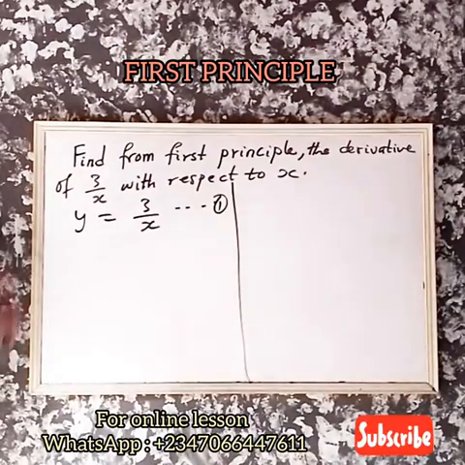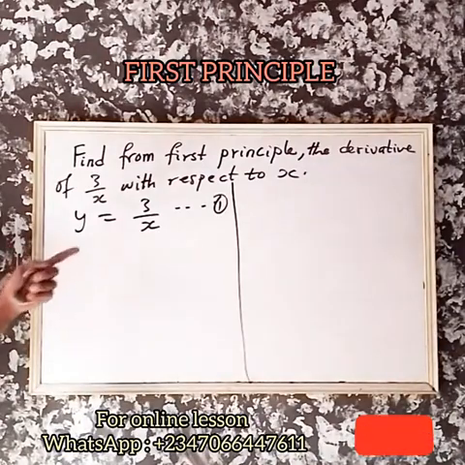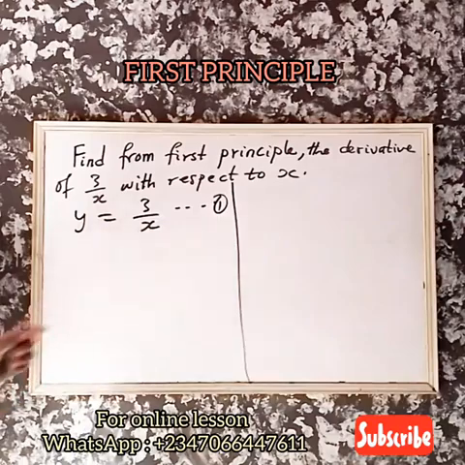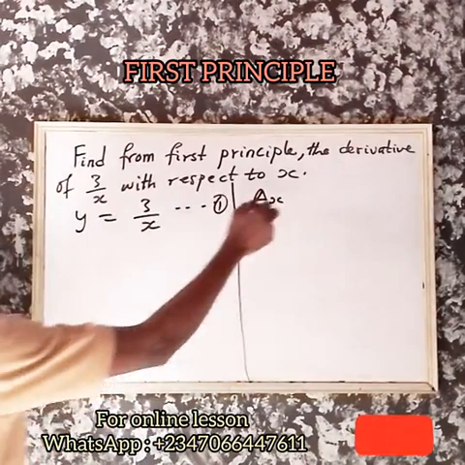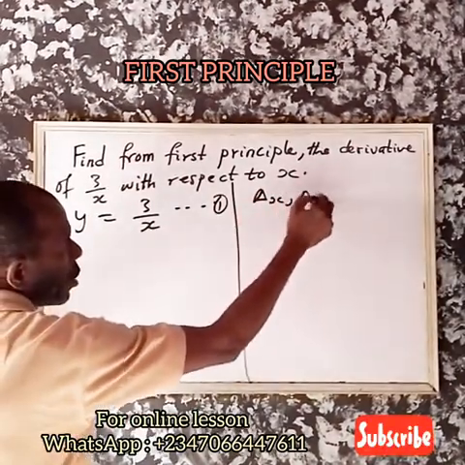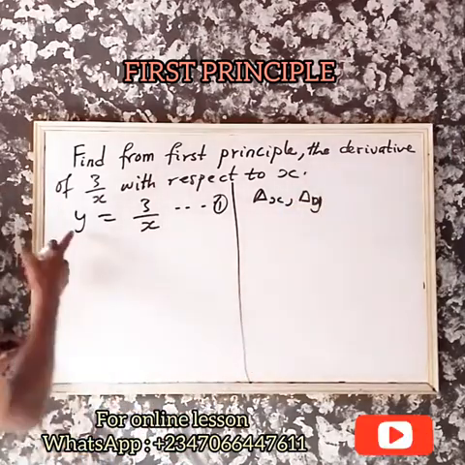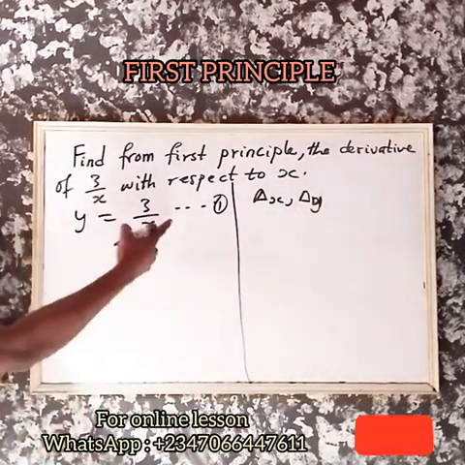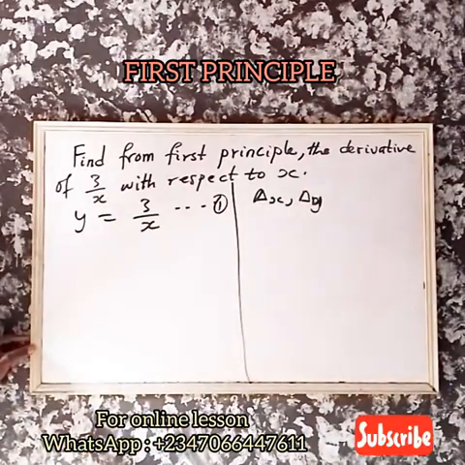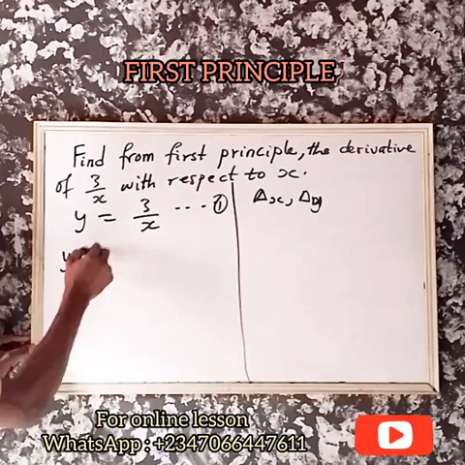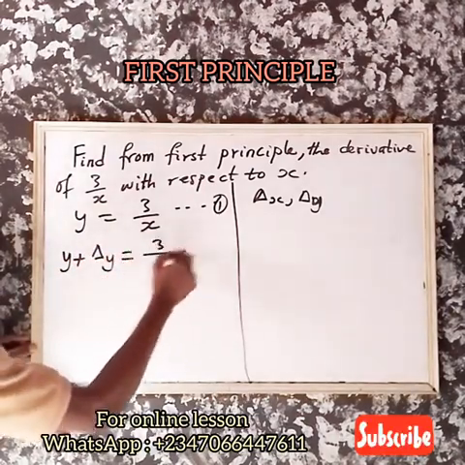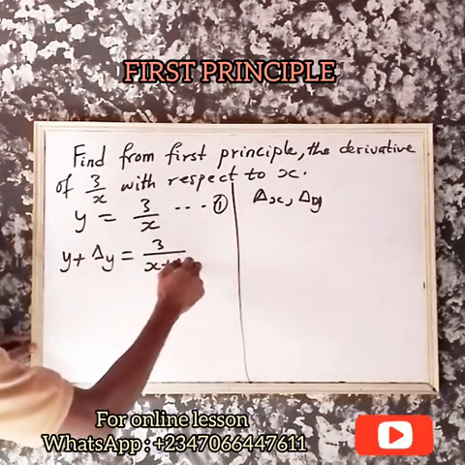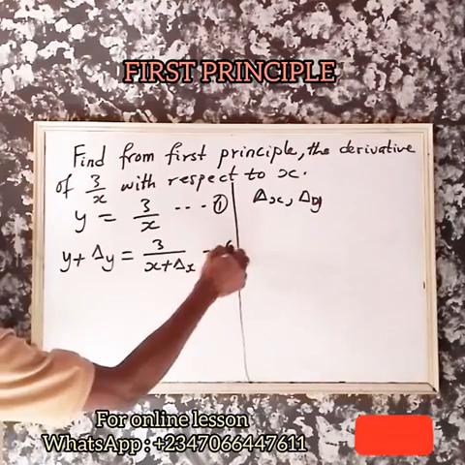The next thing we are going to do now is take an increment. Increment means change in either y or x, and that is denoted by delta. We use delta, either delta x or delta y. So we take the increment on the left side and on the right side, which gives us y plus delta y equal to 3 over x plus delta x. Then we can call this equation 2.